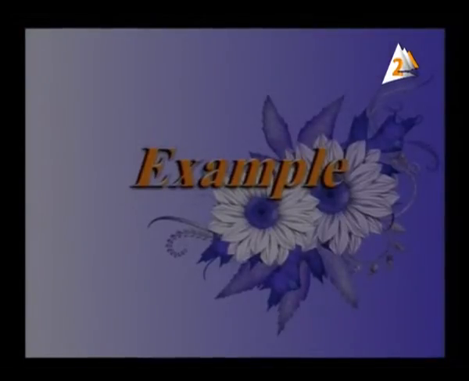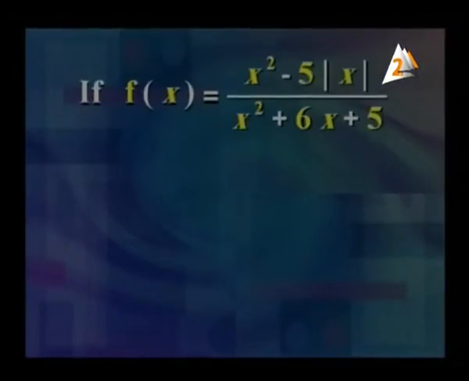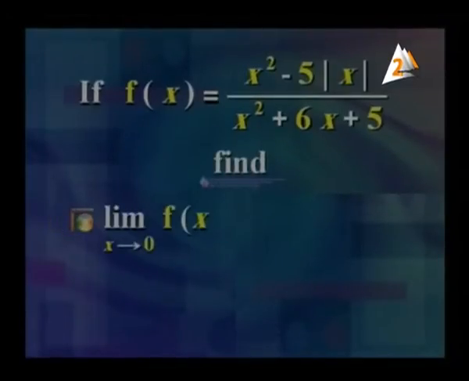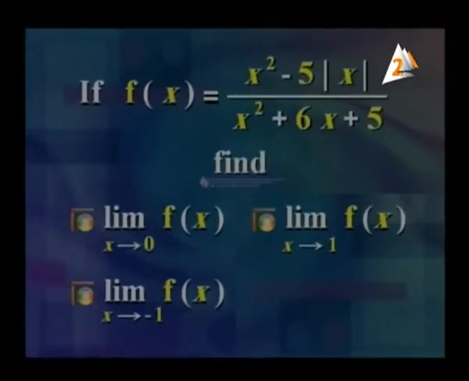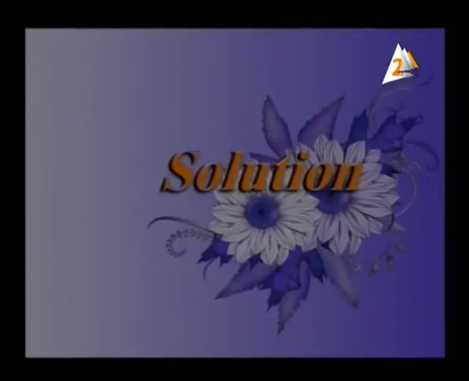Look at, dear student, another example. f(x) = (x² − 5|x|) / (x² + 6x + 5). Find: number 1, limit f(x) when x tends to 0. Number 2, limit f(x) when x tends to 1. Number 3, limit f(x) when x tends to negative 1. Solution.